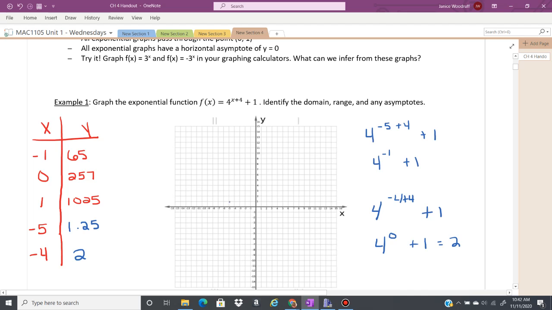So -5, 1.25, maybe about right here. -4, 2, maybe about here. Okay, I know -1 goes up to 65. That's way up here. So maybe let's see what -3 is, just real quick here. 4 to the -3 plus 4 plus 1. So 4 to the -3 plus 4 would be 4 to the 1st, which would be 4, plus 1. That would give us a 5.